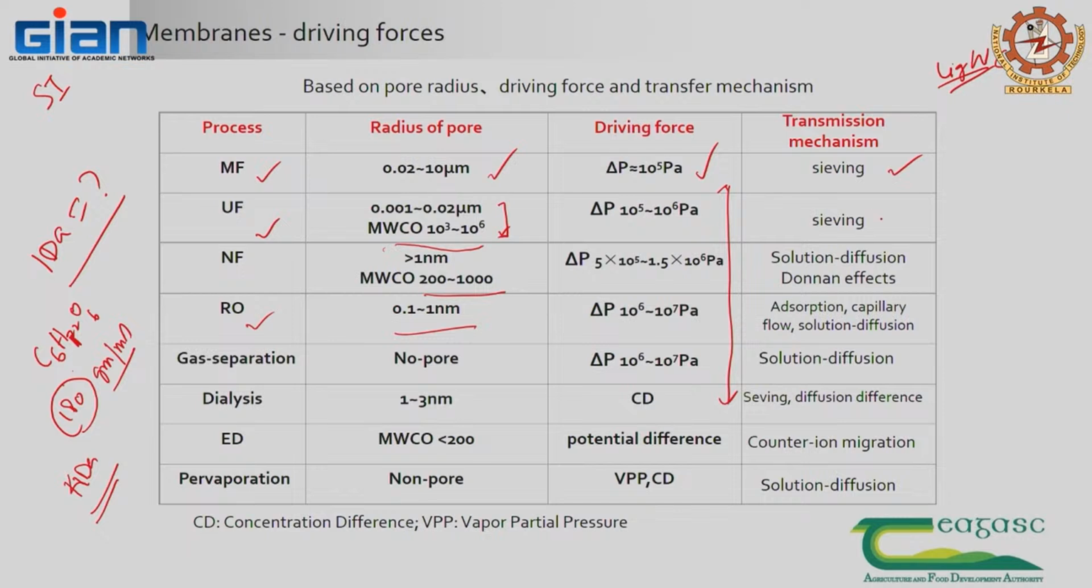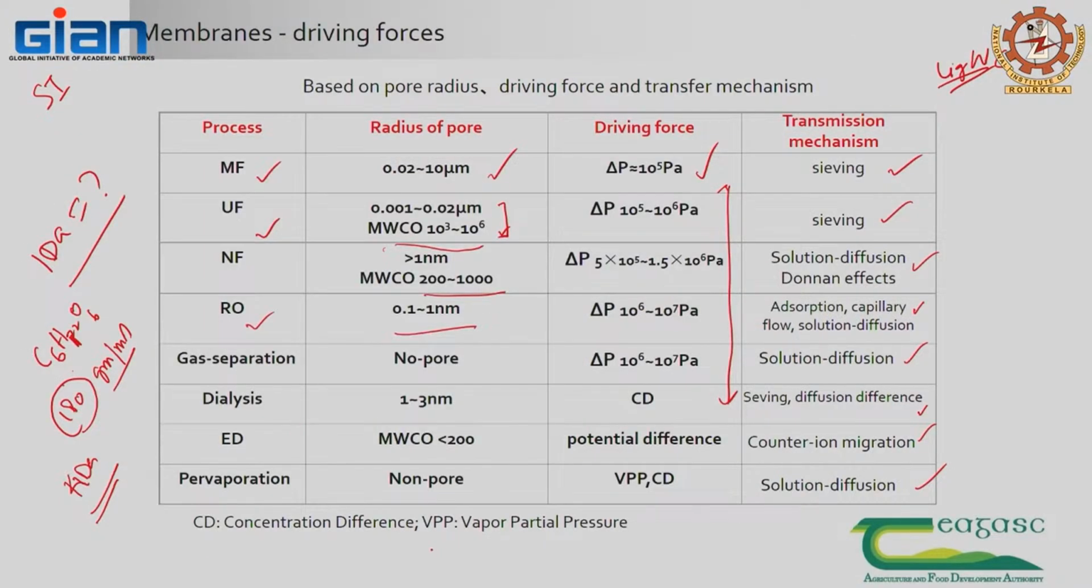Sieving, solution diffusion, adsorption, capillary flow, solution diffusion, and counter ion effects. Sometimes you have to use ionic membranes, so that anything having a charged particle is retained, and the rest passes through. That is mainly used when you are targeting two compounds which have a similar molecular weight range. And then electrodialysis, vapor pressure and pervaporation. So, these are all membrane systems and how you develop them into the process.